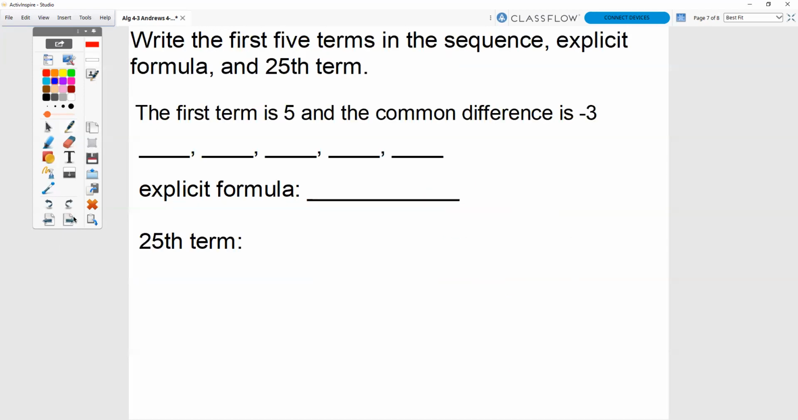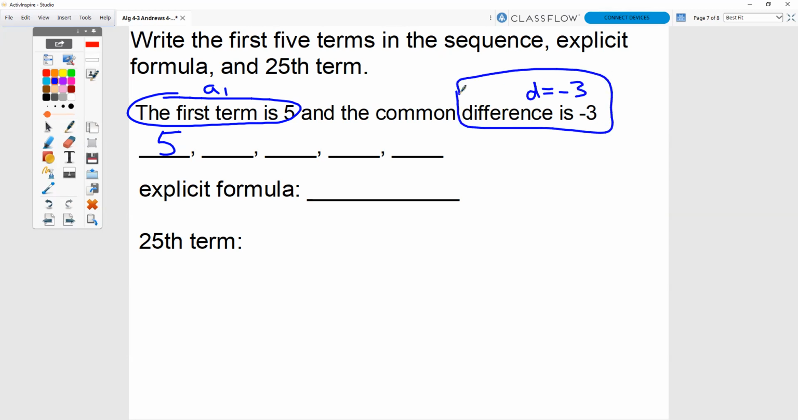The other kind of question, they're just going to word it a little bit differently. It says, write the first 5 terms in the sequence, the explicit formula, and the 25th term. It tells you the first term is 5. Well, if the first term is 5, that means a sub 1 equals 5. We're starting out with 5. The common difference is -3. So D equals -3. That means that we are going to be subtracting by 3 each time. Or you could say that we're adding by -3.